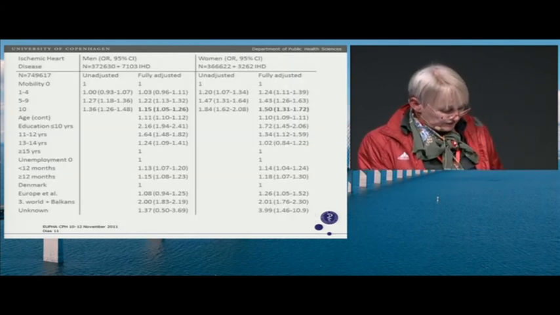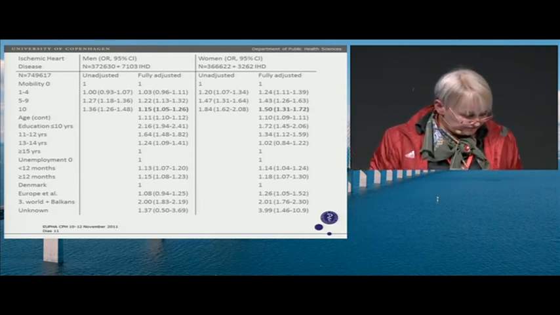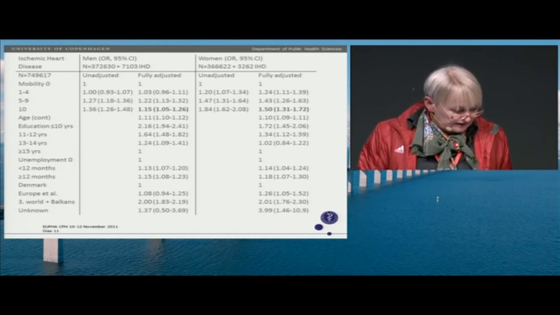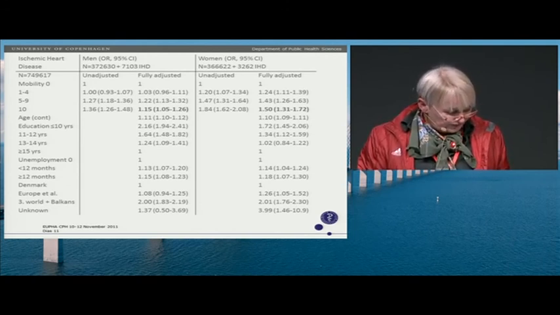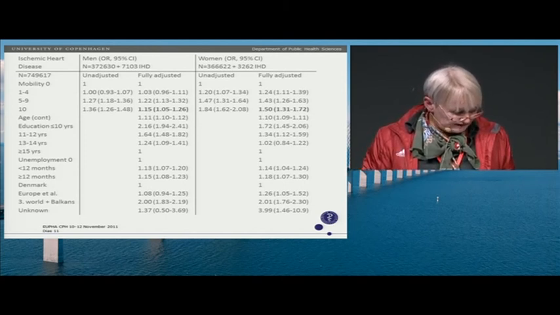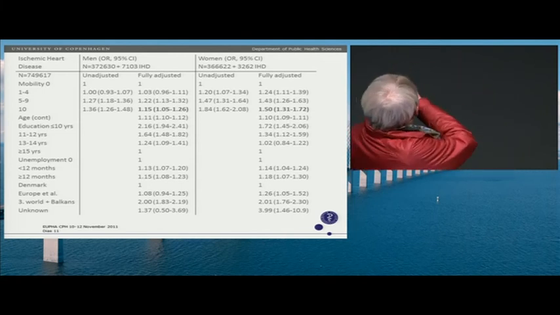This slide shows the unadjusted and the fully adjusted odds ratios of job mobility upon ischemic heart disease. Men to the left and women to the right. In both men and women, a significant effect is seen of highest job mobility upon ischemic heart disease, in men and in women.